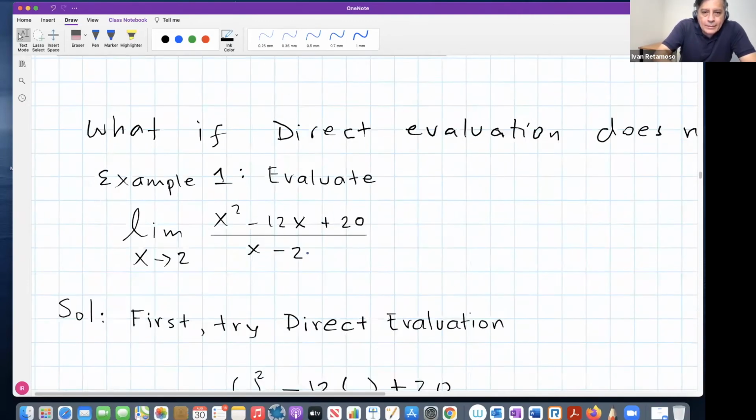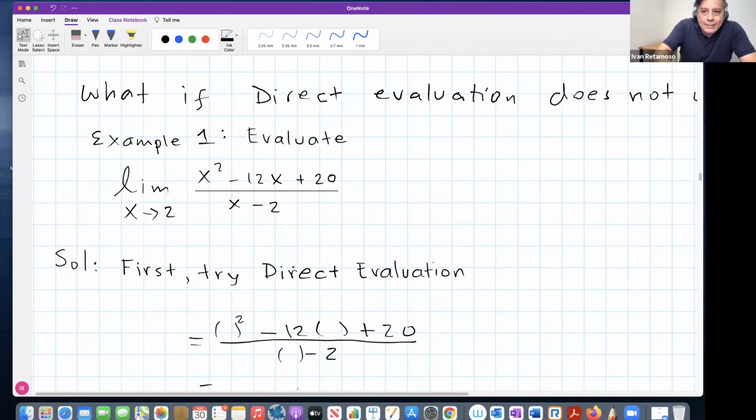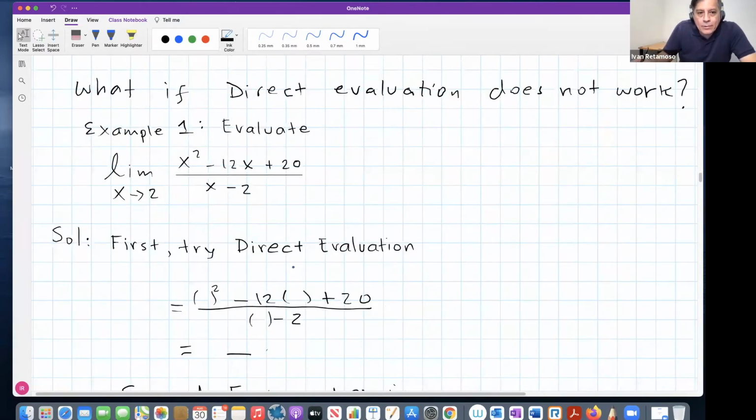So here in our notes, it says, what if direct evaluation does not work? What do you mean does not work, Professor? Well, if you plug this in here, you're going to get 2 squared minus 12 times 2 plus 20 over 2 minus 2. But this is 4 minus 24 plus 20, which is 0. 0 on the numerator, 2 minus 2, 0 on the denominator. This is what mathematicians call undefined.